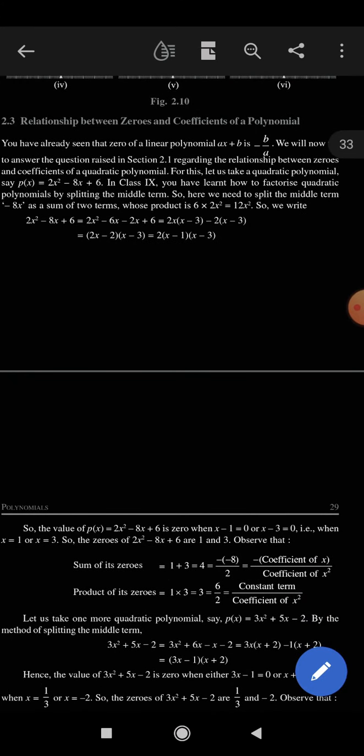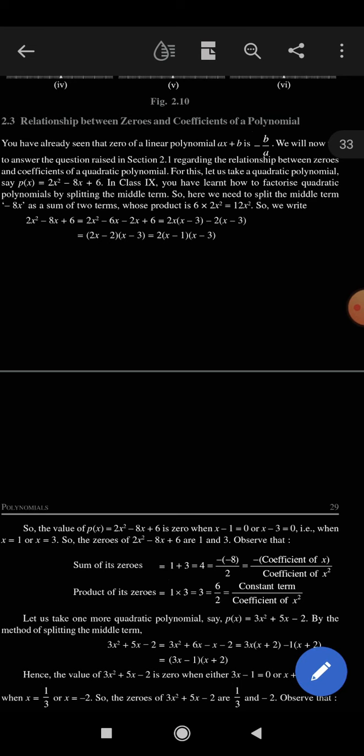Now, the relationship between zeros and coefficients of a polynomial. You have already seen that the zero of a linear polynomial ax plus b is minus b upon a. We will now answer the question raised in section 2.1 regarding the relationship between zeros and coefficients of a quadratic polynomial. For this, let us take a quadratic polynomial, say p(x) is equal to 2x square minus 8x plus 6.